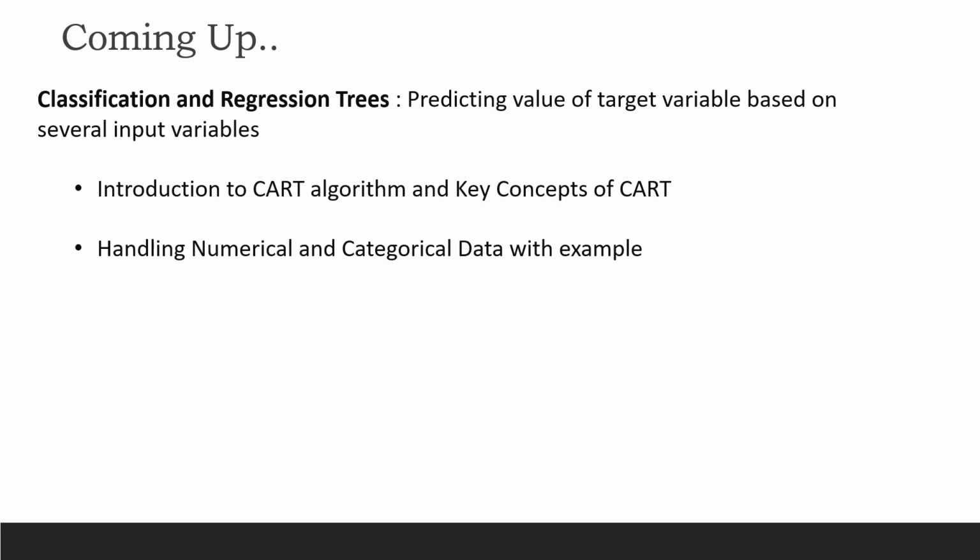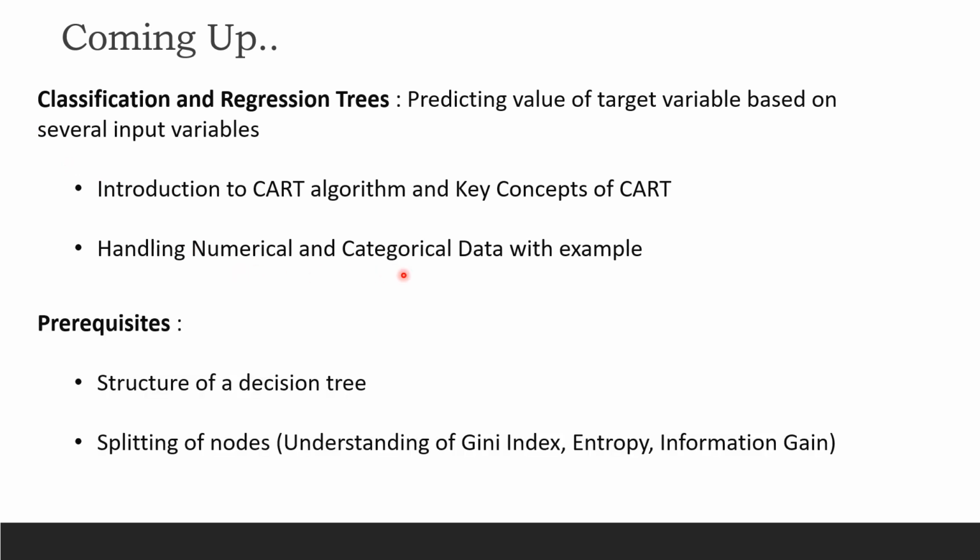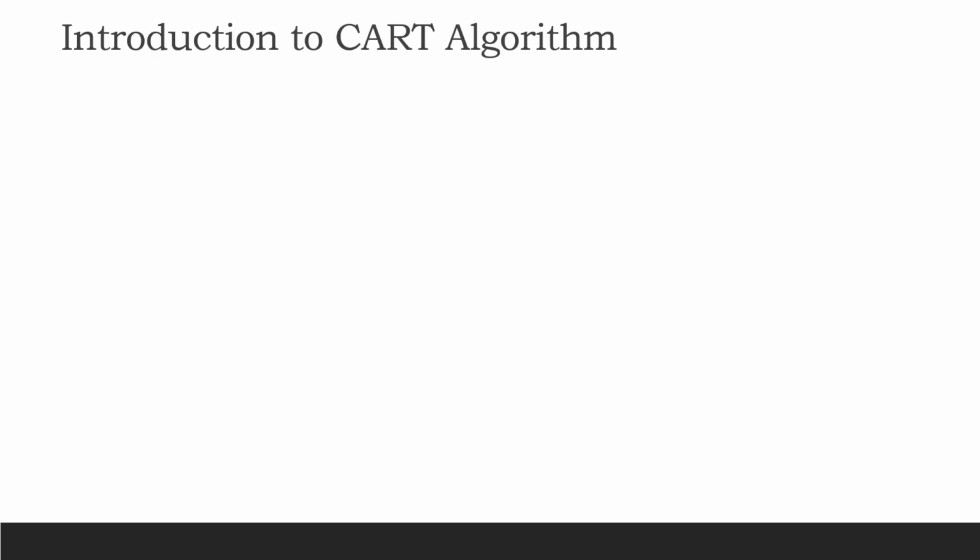So what we will cover in this presentation is handling both numerical and categorical data in a single algorithm. The prerequisites for this video are a basic understanding of the structure of a decision tree and how the nodes are created, and an understanding of Gini index, entropy, and information gain, which we covered in the second presentation.